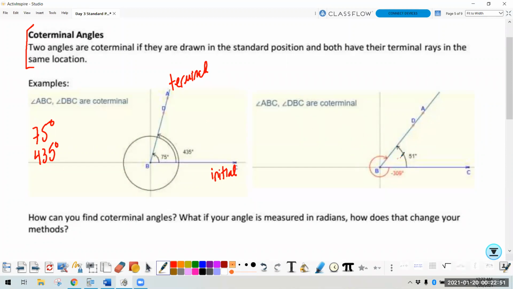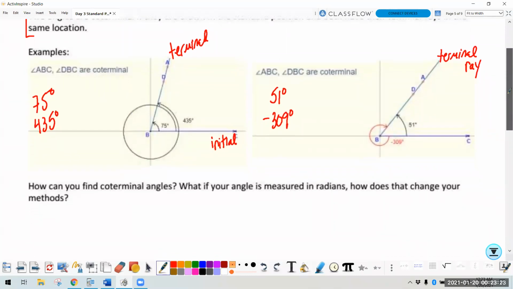Another way to think of coterminal angles, here we've got an angle of 51 degrees. That's coterminal if we go clockwise with negative 309 degrees. Both of these angles have the same terminal ray. So take a second and jot down, how can we find coterminal angles? What happened in this first picture or in this second picture?